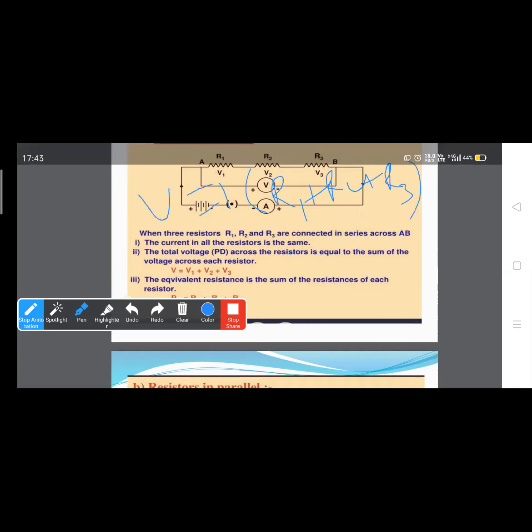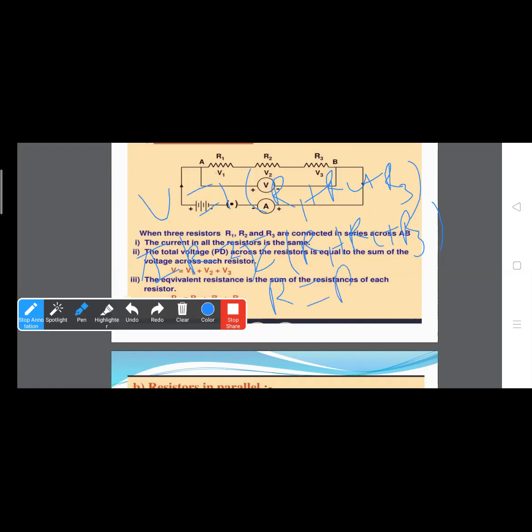Clear? If we consider a single resistor in place of these three resistors, so we will get V equal to IR. So we can write V equal to IR equal to I (R1 plus R2 plus R3). Now I and I cancel. So R equal to R1 plus R2 plus R3. This is the equivalent resistance when resistors are connected in series combination. So I think this is clear to you.